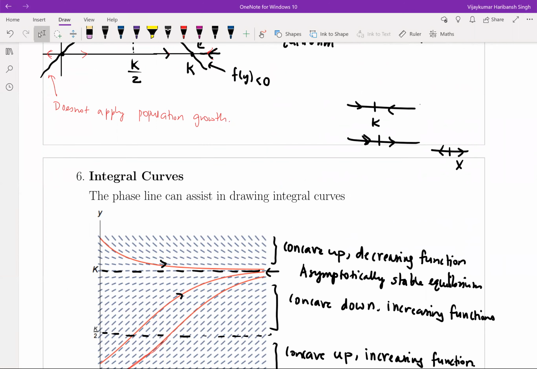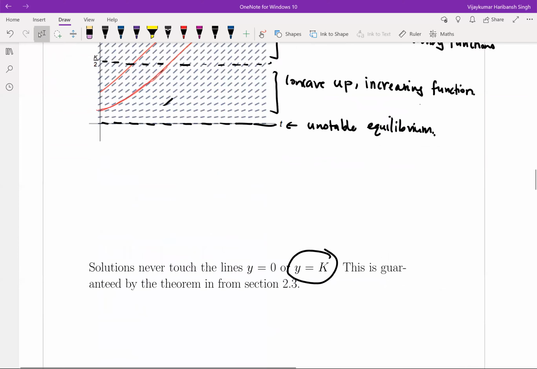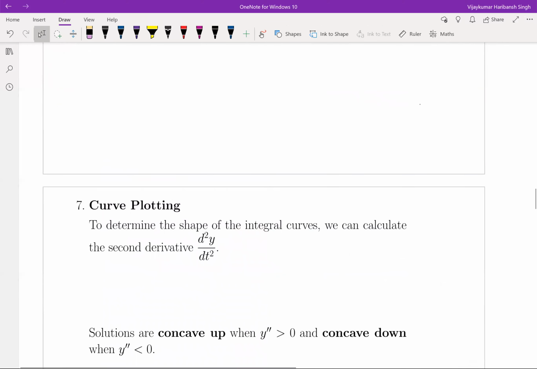You've already seen how tedious it is to draw direction fields without much information, right? So let's see how we will proceed with this. We are interested in curve plotting now. To determine the shape of the integral curves, you need to calculate the second derivative, right? Because the second derivative decides what the shape is going to be, whether it's going to be concave up or concave down. So how do you compute that?